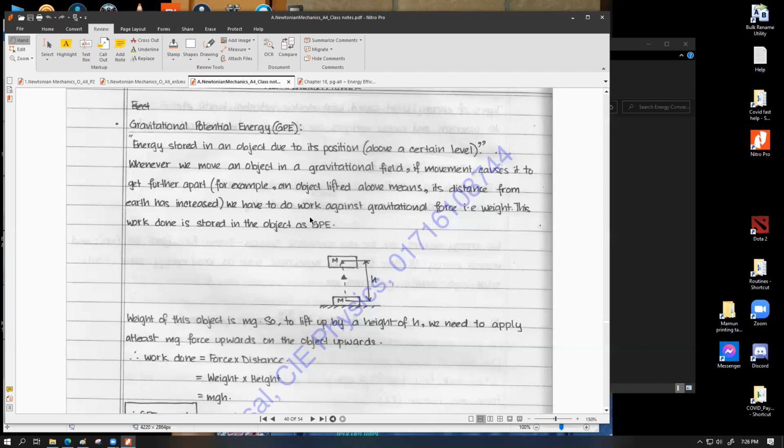So if we work against the weight, GP increases, which is lifting up. If the weight itself causes the object to move, which means it's falling down from a given height, in that case, GP converts to some other form. So GP decreases and another form of energy increases.